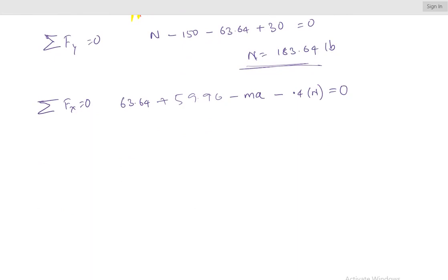So I believe we have covered everything. We have frictional force, we have MA, we have all the horizontal forces from the two loads acting. And then we can now substitute. So 63.64 plus 59.96 minus 0.4 times N, we know the value, 183.64 equals MA. I'm going to put it on that side.